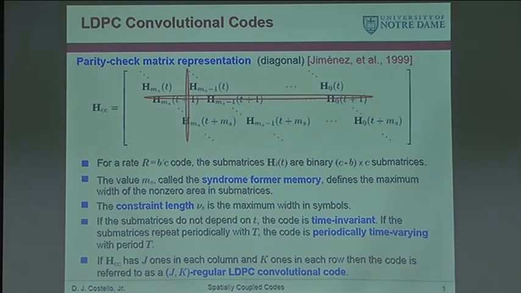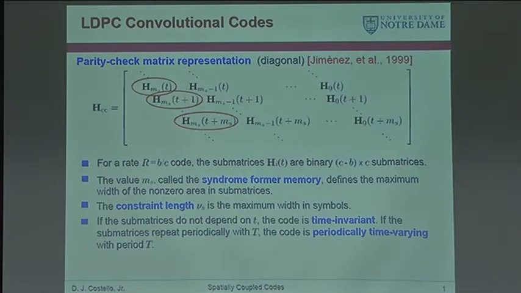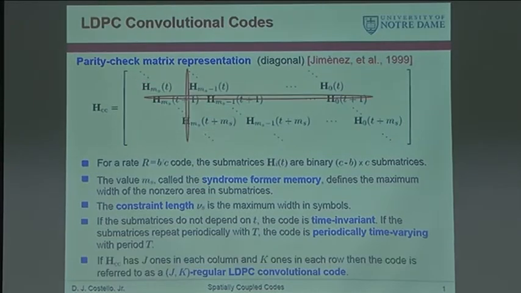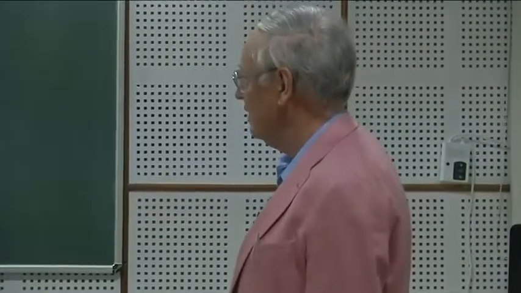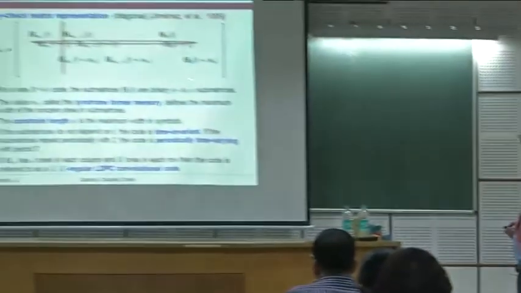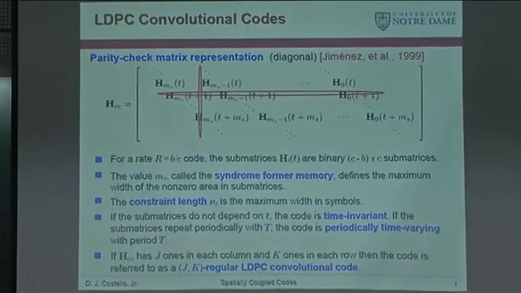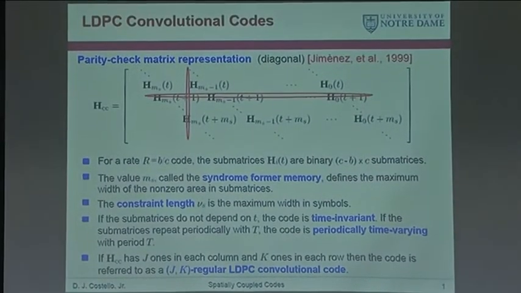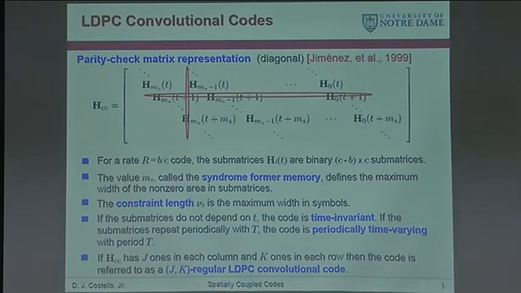Everything I've said so far applies to any convolutional code; the codes we were describing the other day can all be described from the parity check matrix point of view. What makes them low density? The same thing that makes a block code low density, a parity check matrix for a block code. If we have, for example, J 1s in each column and K 1s in each row, then we refer to it as a (J,K) regular LDPC convolutional code, assuming that J and K are small integers. The memory is very large.